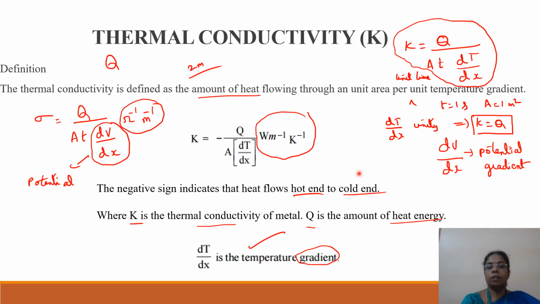Now let us go into the derivation part of the thermal conductivity. We know the electrical conductivity is the amount of electrical energy flowing per unit area per unit time, which maintains a unit potential gradient, and the unit is ohm inverse meter inverse. Whereas the thermal conductivity is defined as the amount of heat energy flowing per unit area per unit time, which maintains a unit temperature gradient.